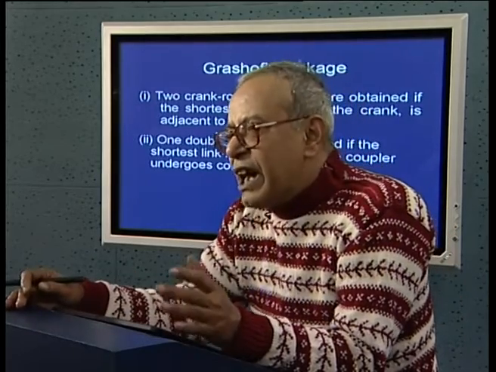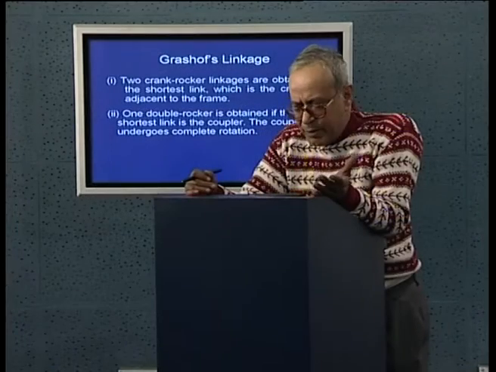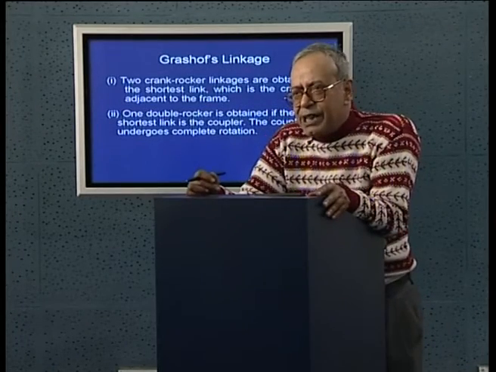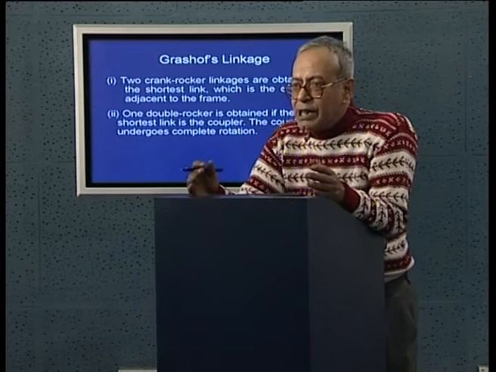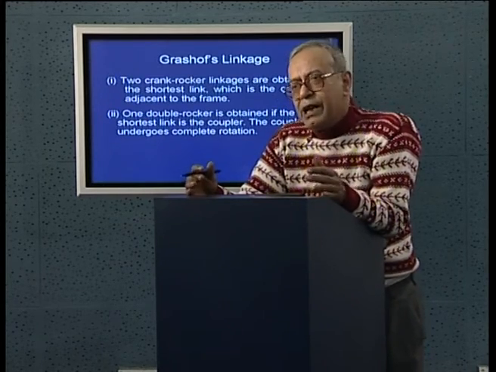If I make a kinematic inversion from a Grashof chain, we can also get a double rocker linkage if the shortest link is the coupler, that is the link opposite to the shortest link, which is not directly connected to the shortest link. If I hold that link fixed or use it as the frame, then the coupler, the shortest link, undergoes complete rotation, but the links which are connected to the frame can only oscillate. So, we get a double rocker mechanism.